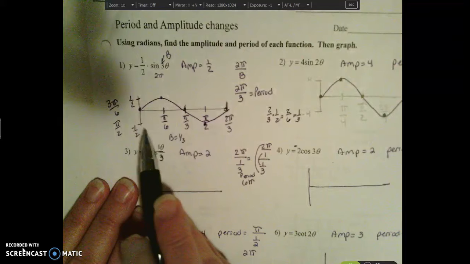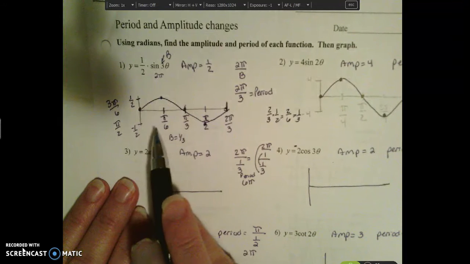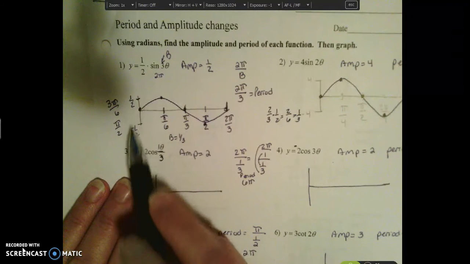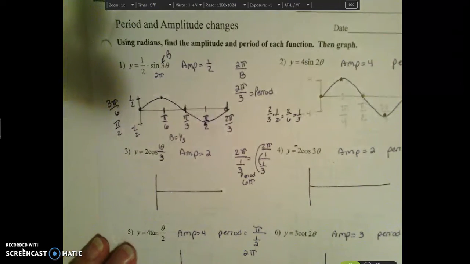So when you're graphing these, you've got to make sure you're labeling your x-axis and labeling your y-axis in order to get this set up right.